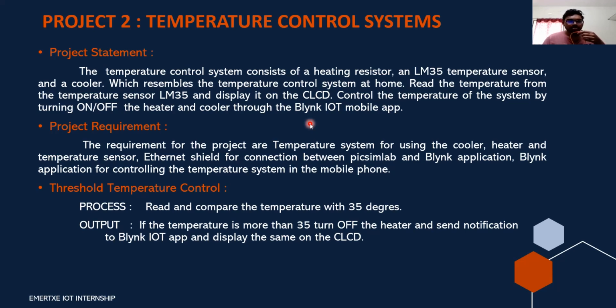Now the threshold temperature control. What is the process? Read and compare the temperature with 35 degrees. So we are keeping a threshold of 35 degrees. If the temperature is more than 35 degrees, it will turn off the heater and send a notification that the heater is turned off. If it is below 35, then the heater will be turned on.